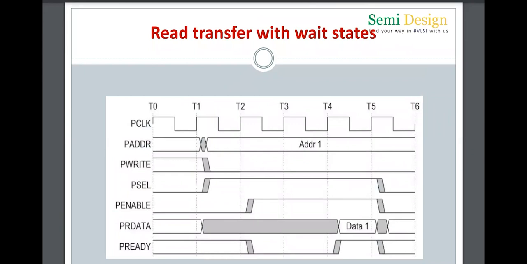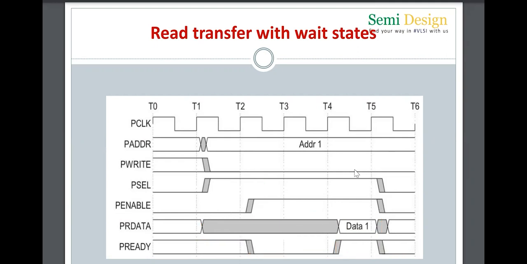Okay. Next, write transfer with the wait state. Write transfer with wait state means simple. Here P ready is not high. That means the slave is in another transfer. So here the slave P ready is 0. Once P ready is high, then only it reads the data. Even if it got the data from here, it is not able to read the data. The enable should be made high and also ready should be high. Then only it can read the data with the wait states.